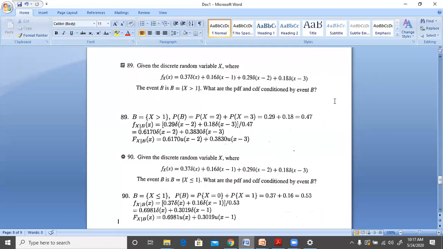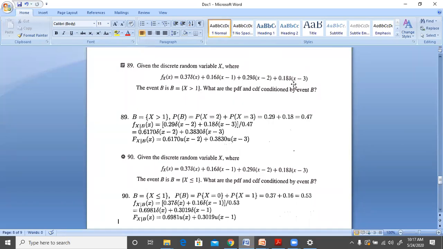What are the PDF and CDF conditioned by the event B? We want x greater than 1. Out of all these, x greater than 1 will just correspond to these two: this is x equal to 2, this is x equal to 3, this is x equal to 1, and this is x equal to 0. So x greater than 1 will just correspond to these two, right? That is P of x equal to 2 and P of x equal to 3.